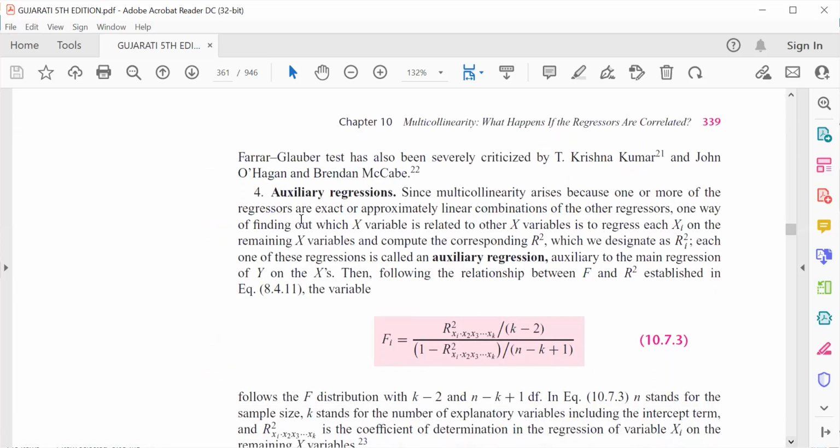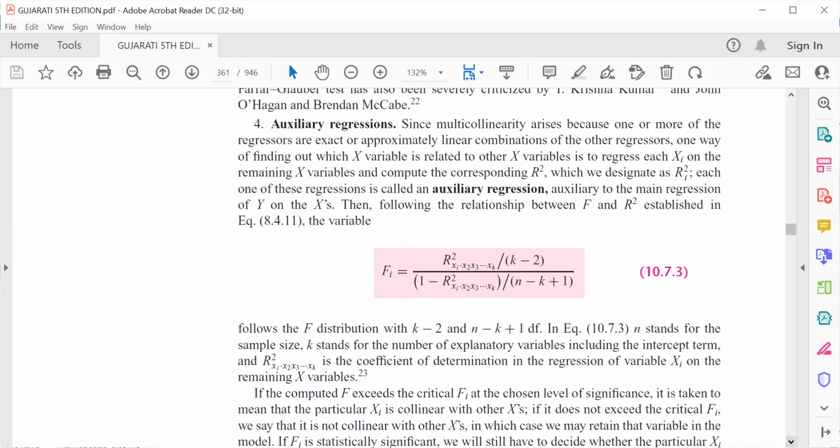This is auxiliary regressions. Multicollinearity arises because one or more of the regressors are exact or approximately linear combinations of the other regressors. One way of finding out which x is related to other x variables is to regress each x on the remaining x variables. We call this an auxiliary regression model.